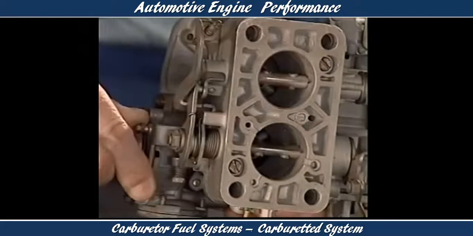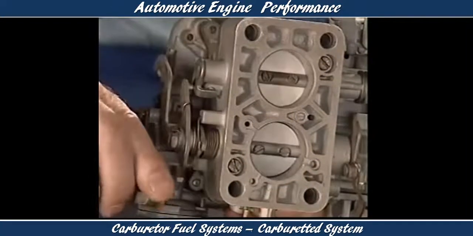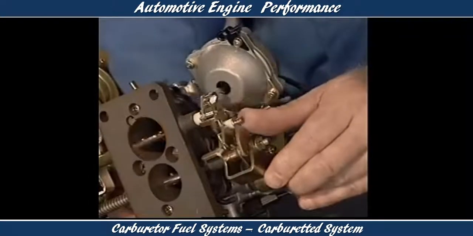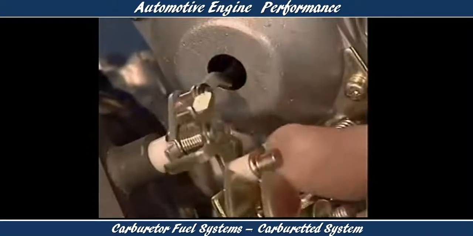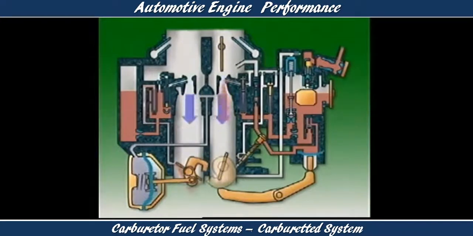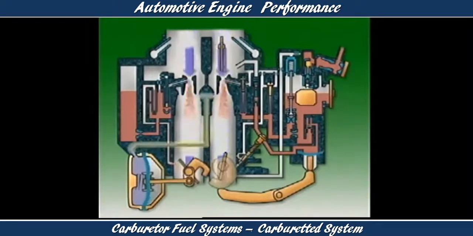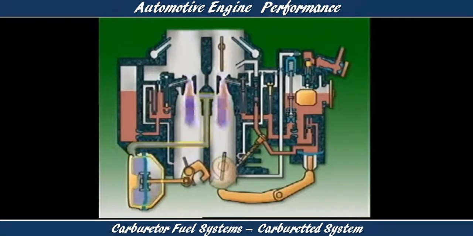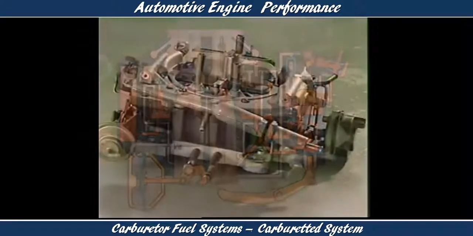This can be controlled mechanically or by a vacuum unit connected by pull rod to a lever on the secondary shaft. When air flows past ports in the venturis, it produces low pressure areas. A hose transmits this low pressure to a diaphragm chamber. This low pressure acts on the diaphragm and opens the secondary throttle.